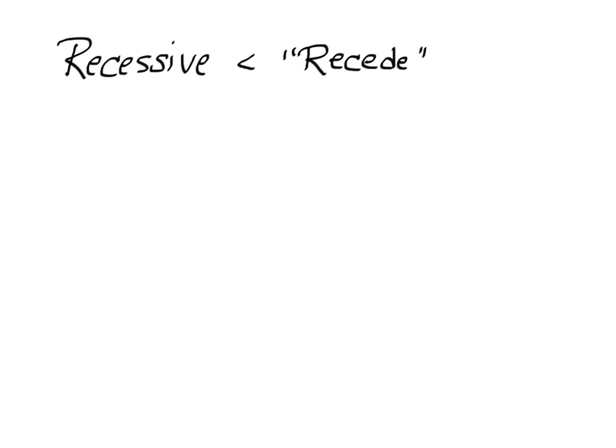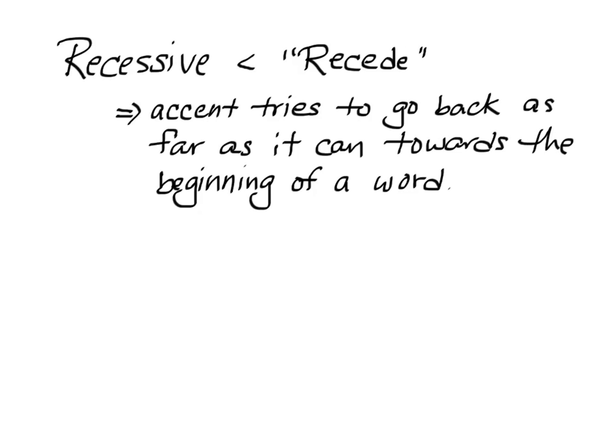The term recessive accent comes from the word recede, and it means that on Greek words that have recessive accent, the accent tries to go back, recede, as far as it can from the end of the word towards the beginning of the word.